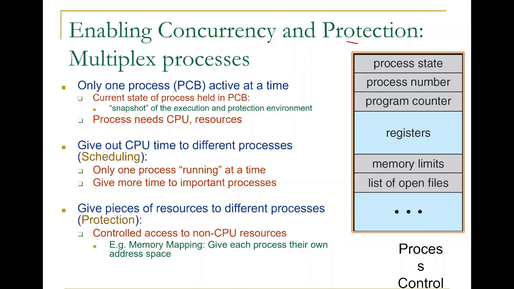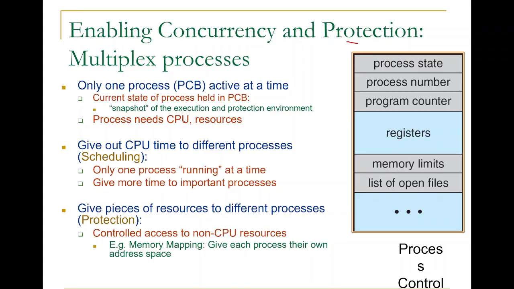The current state of a process is held in the process control block. The moment we pick that process, the current state of that process is written in the process control block. For example, it could be marked as running. Once it starts running, no other process should run. So that's one process being active. Once one process has entered running state, no other process will enter running state, especially when we're talking of a single CPU system. So that is the snapshot of the execution and protection environment.